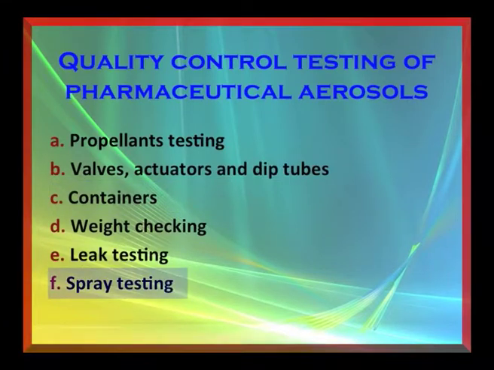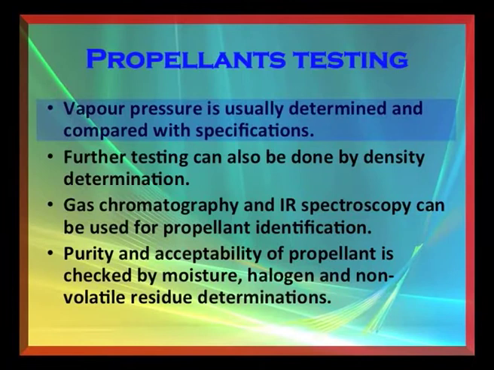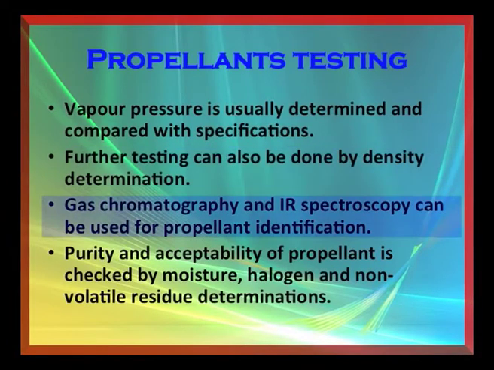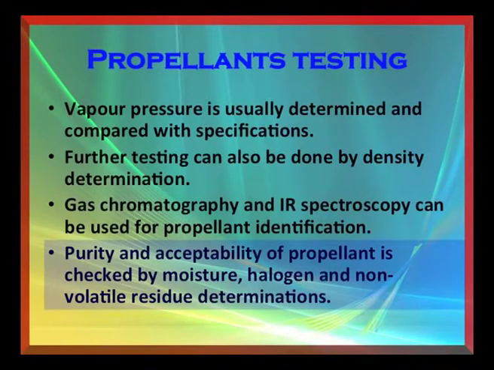and spray testing also. Now start with first one, that is propellant testing. Propellants which are used for medicinal and pharmaceutical aerosols need special handling and specific test procedures. Vapor pressure is usually determined and compared with specification. Further, testing can also be done by density determination. Gas chromatography and IR spectroscopy can be used for propellant identification. Purity and acceptability of propellant is checked by moisture, halogen and non-volatile residue determinations.